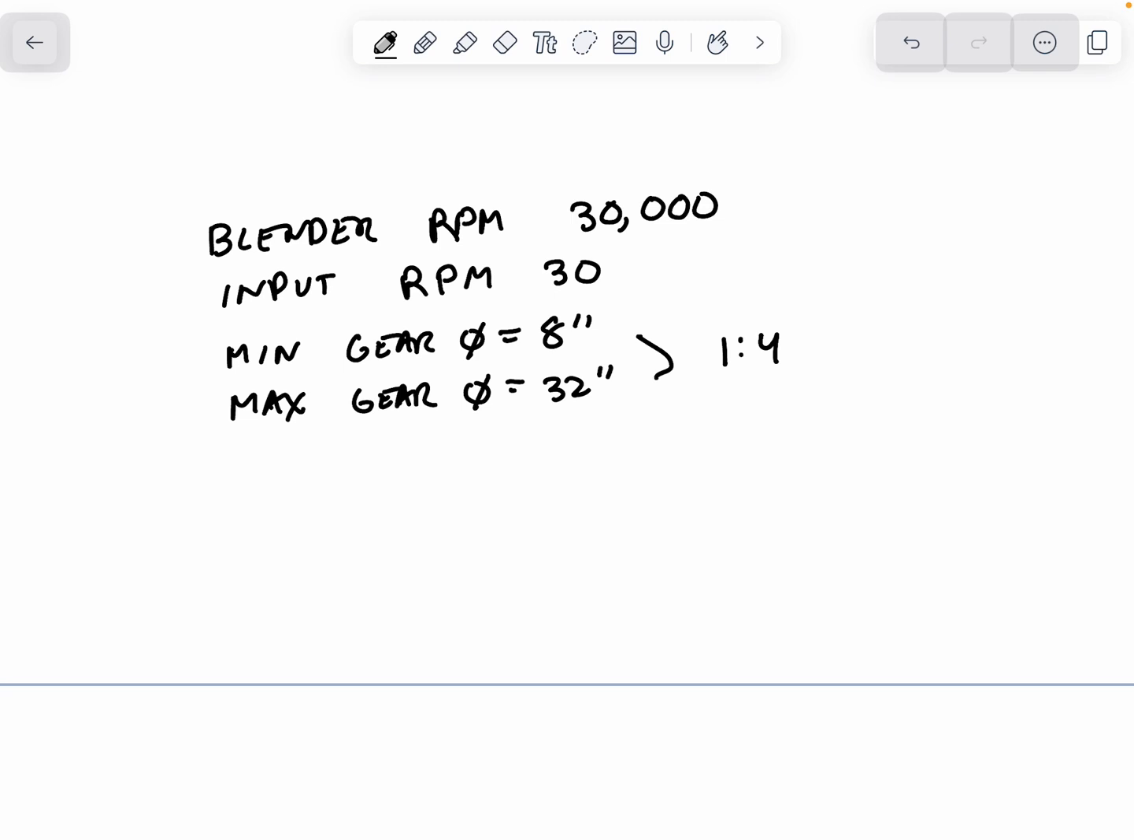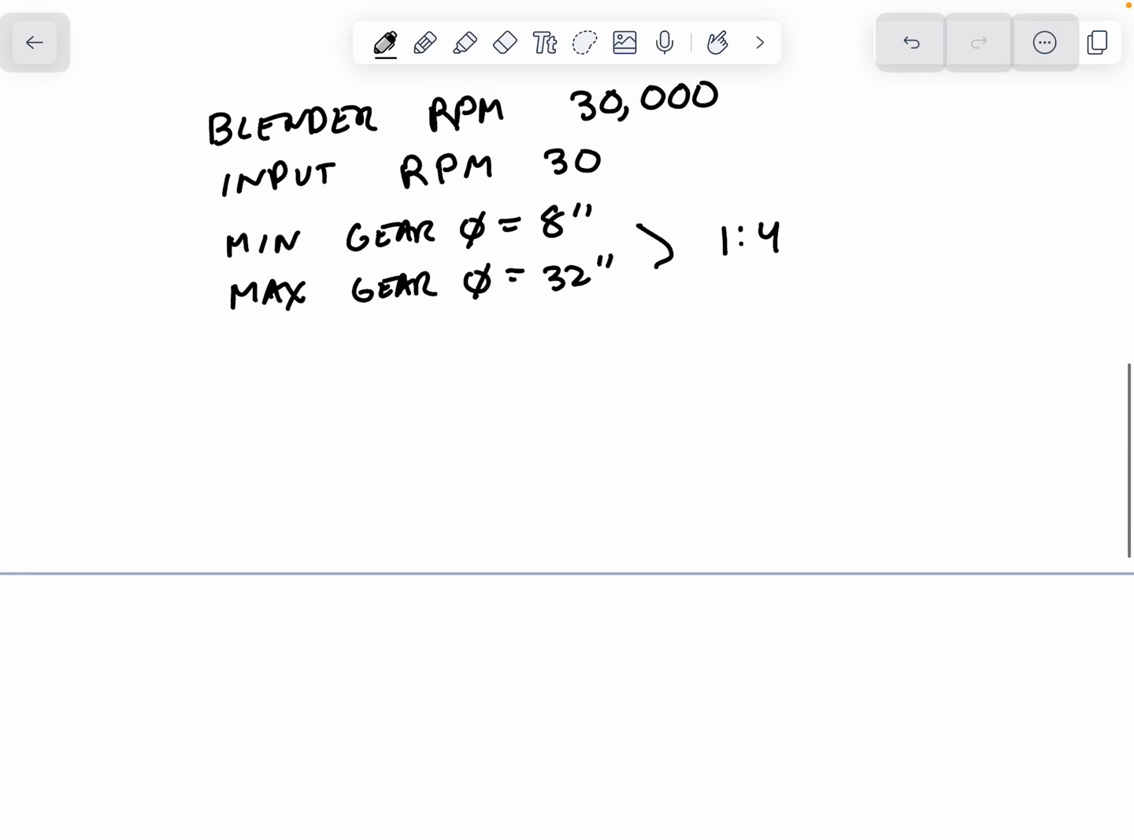I'm trying to look up the project description while I talk to make sure I'm not missing anything. All right, yes, calculate the new gear ratio.